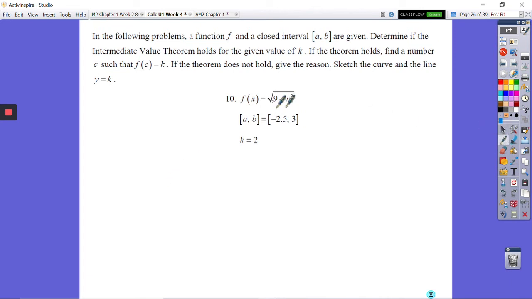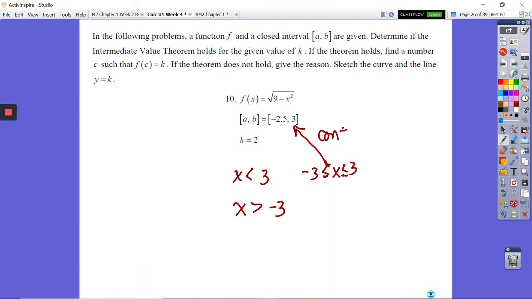So this is not continuous on every interval. Since it's 9 minus x squared, it has to stay positive. So that means x squared has to be in the right range. 9 minus x squared will be positive as long as x is less than 3 and bigger than -3. So it has to be between -3 and 3. It can be equal. And so this is in that interval of continuity, so that's okay.